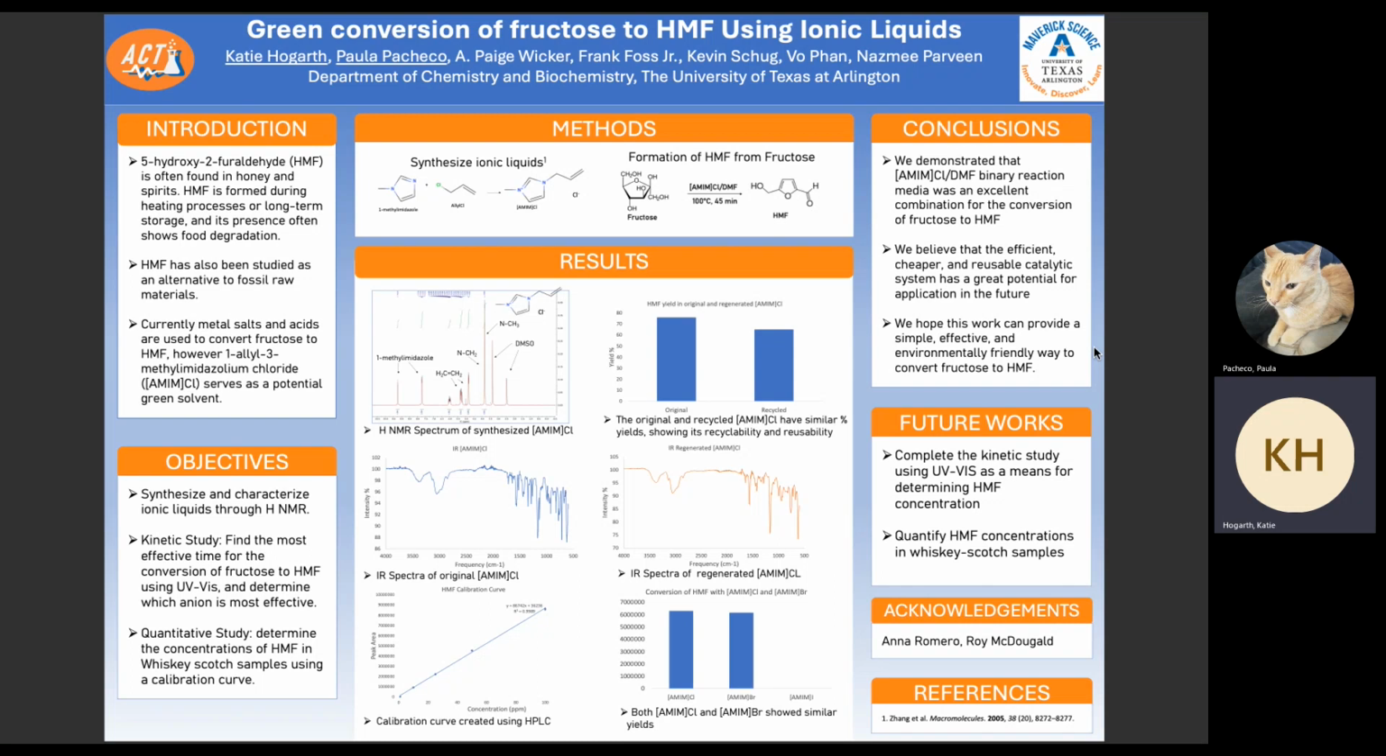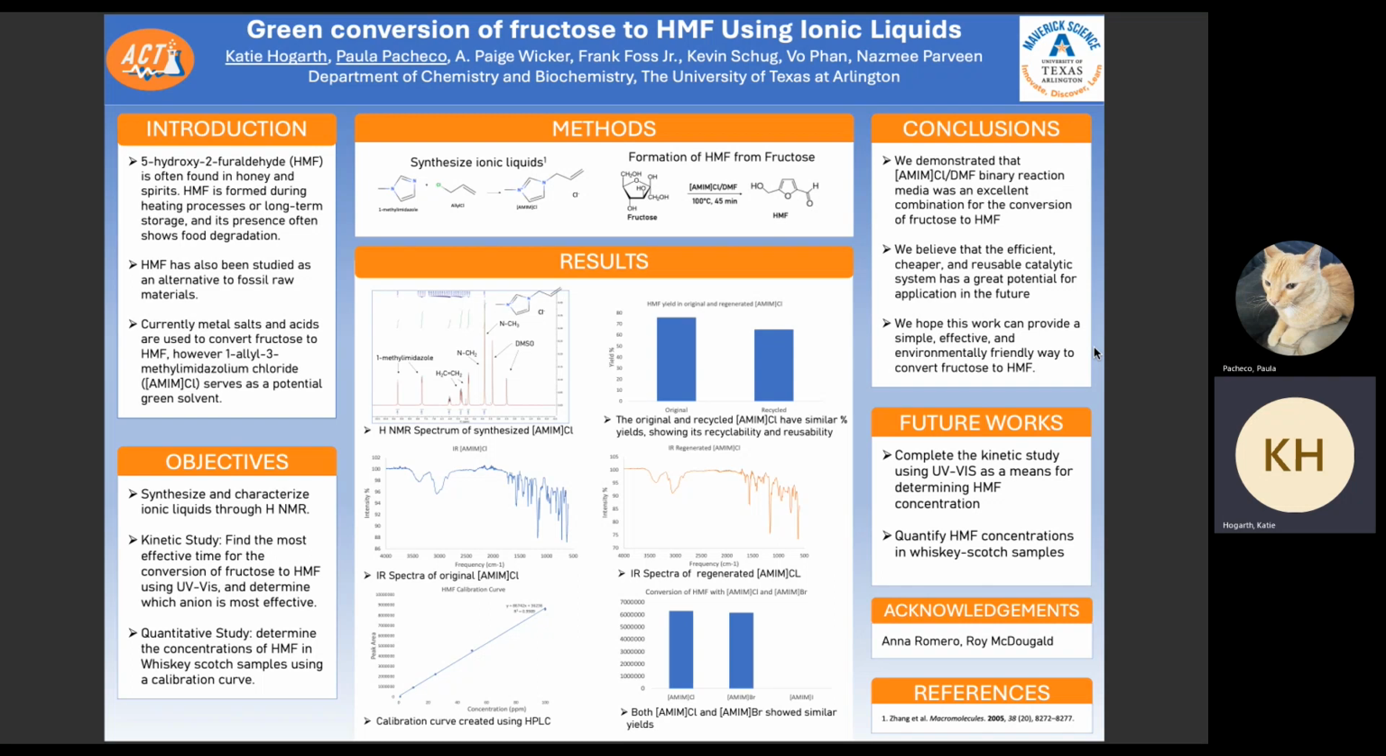On the bottom left, you can see the calibration curve that we made for our HPLC studies. What we did was we took a standard of HMF and we dissolved it to different concentrations and got our calibration curve. And then on the right, you can see a bar graph comparing the yields of our AMIMCl, our AMIMBr, and our AMIMI. The AMIMCl and the AMIMBr showed similar yields, while the AMIMI probably only produced trace amounts that we couldn't detect in the machine.